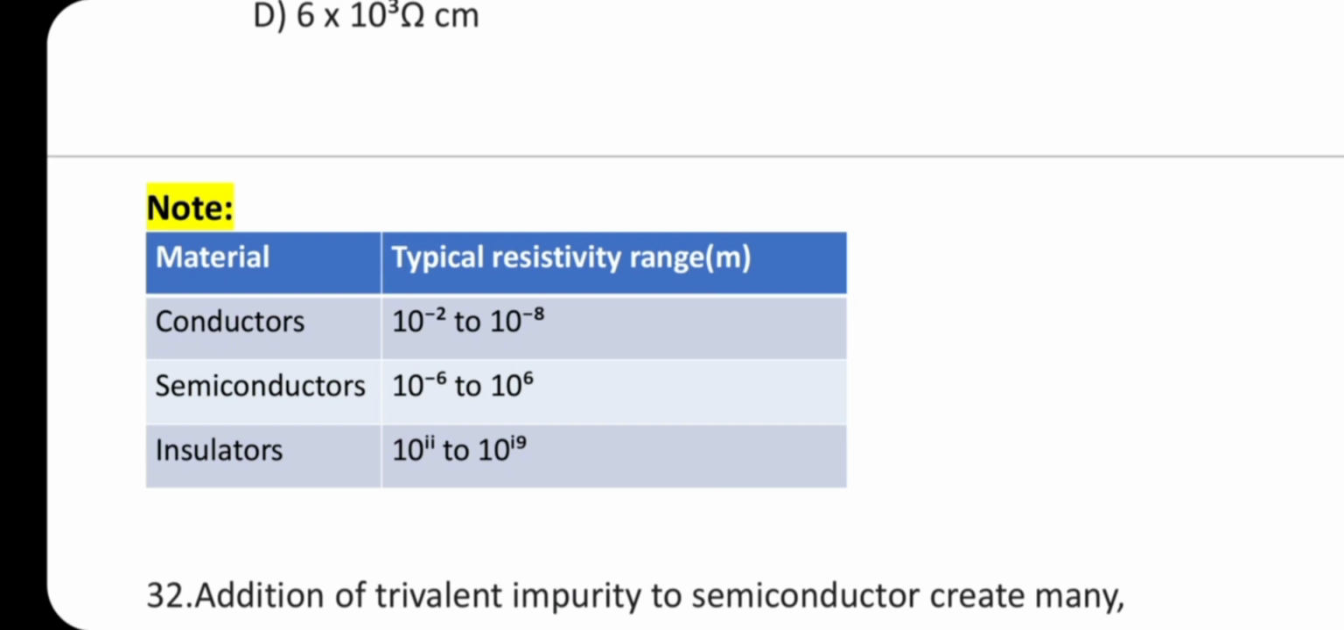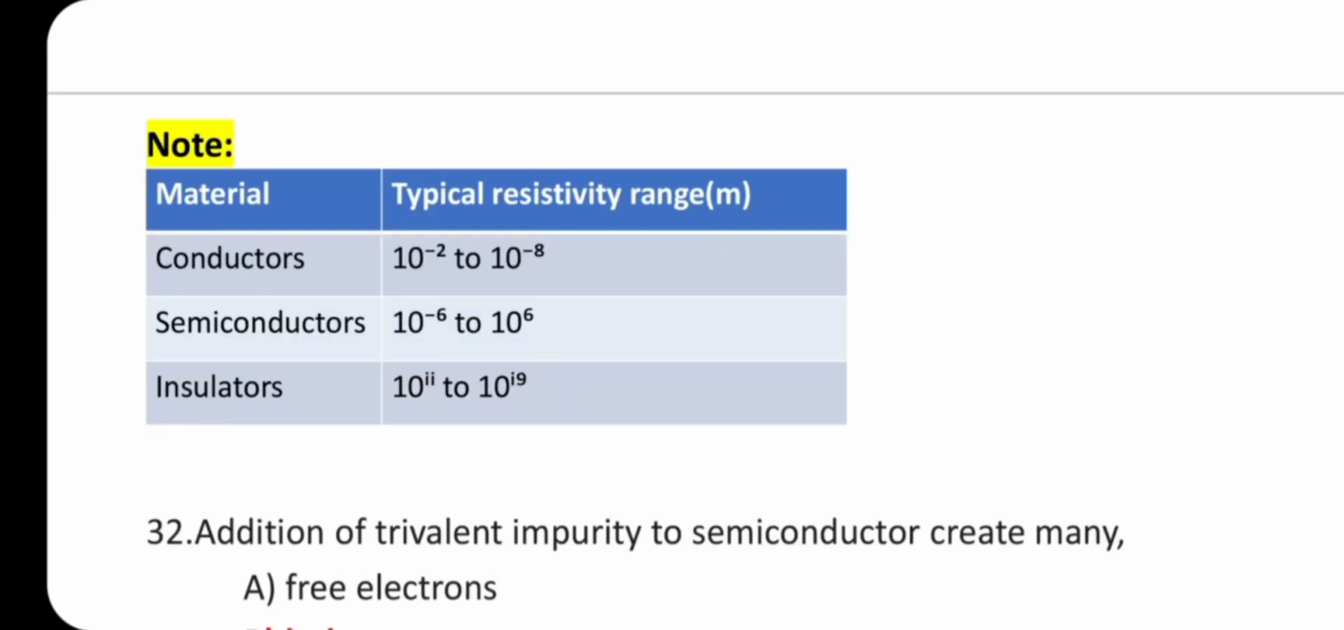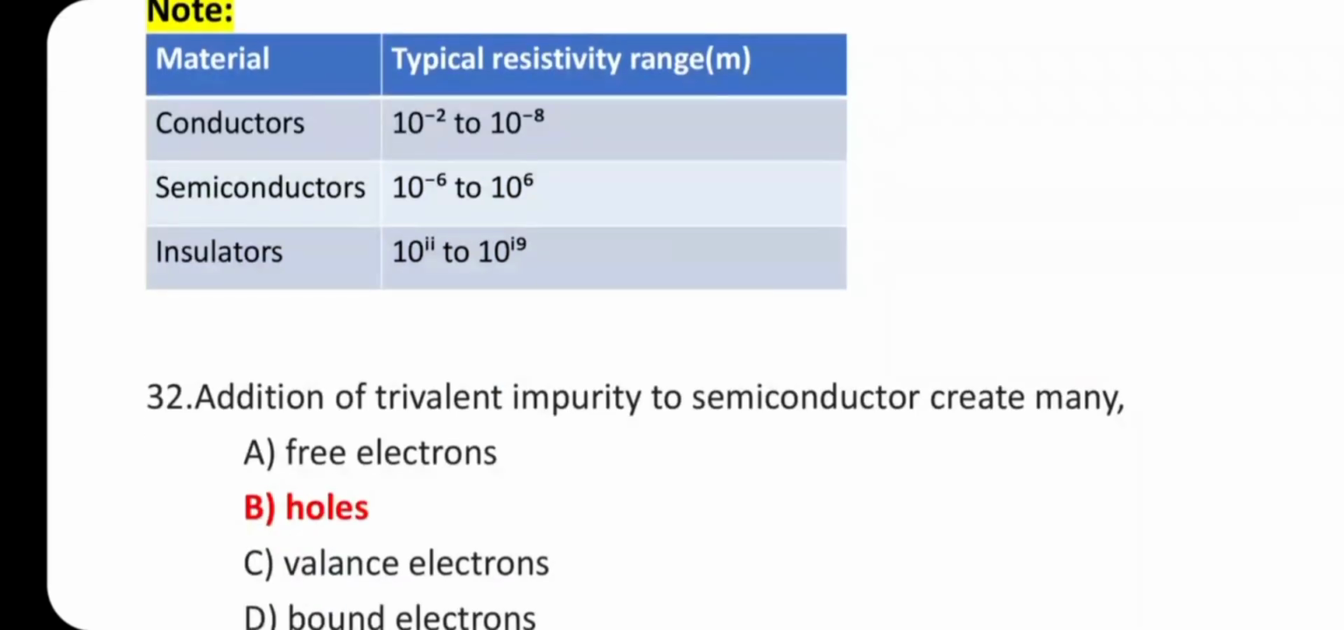For conductors, the typical resistivity range is 10 raised to minus 2 to 10 raised to minus 8. For semiconductors, the typical resistivity range is between 10 raised to minus 6 and 10 raised to 6. And for insulators, the typical resistivity range is between 10 raised to 11 and 10 raised to 19.